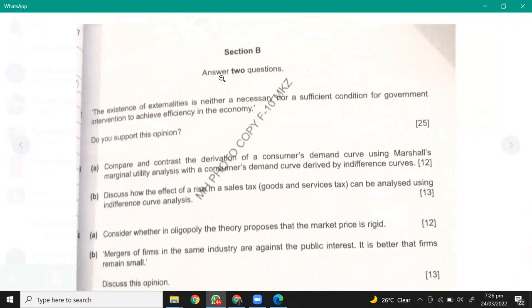The existence of externalities is neither a necessary nor a sufficient condition for government intervention to achieve efficiency in the economy. Interesting. Do you support this opinion? Now listen to me very carefully, students. The existence of externalities, you know what an externality is. When I do something, but the third party gets affected. When I am listening to music on a loud volume, other people, my neighbors, get negatively affected. That's negative externality. So the question says that existence of externality is not a necessary nor a sufficient condition for government intervention to achieve efficiency in an economy. Do you support this opinion?